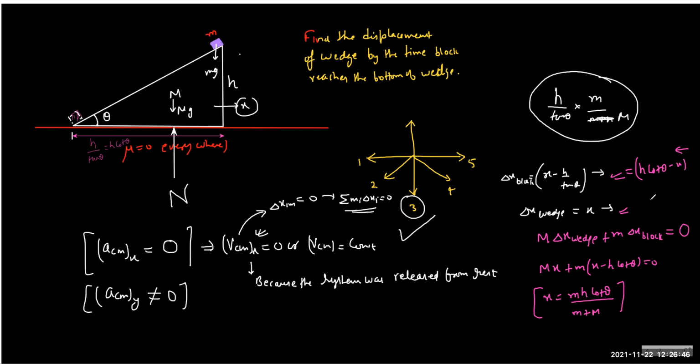Understood? And then you write a minus sign. So you write minus small m into h cot theta minus x. Correct? So it will give you the same answer. So I hope you have understood what happened in this entire discussion.